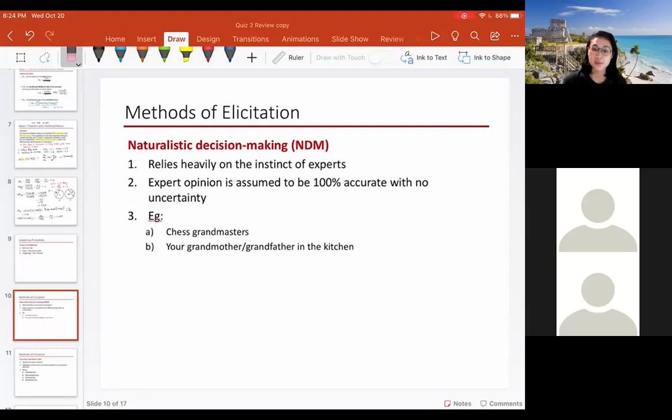And then you have your types of methods of elicitation, your NDM, which relies heavily on the instincts of your experts. And then you have the expert opinion. So basically, if you subscribe by getting your probabilities through NDM, you're just going to take those probabilities and not ask any questions. You're going to be like, okay, you're an expert. I'm going to take your word for it. I'm just going to use these probabilities, no questions asked. It's instinctive, right? Experts will give their expert opinion based off their experience.